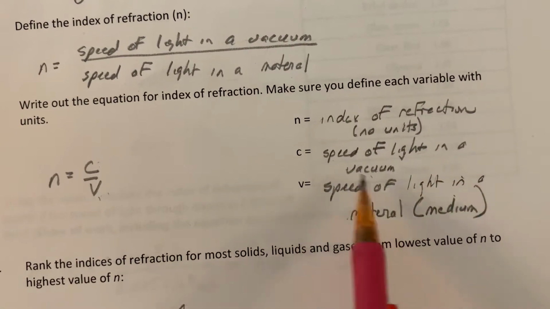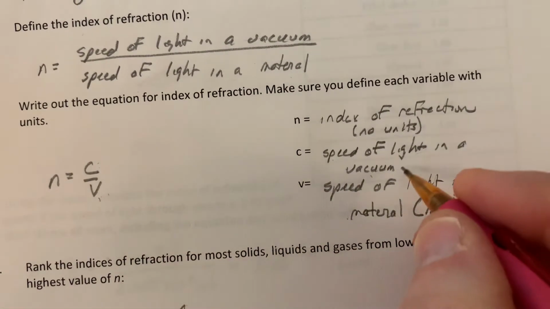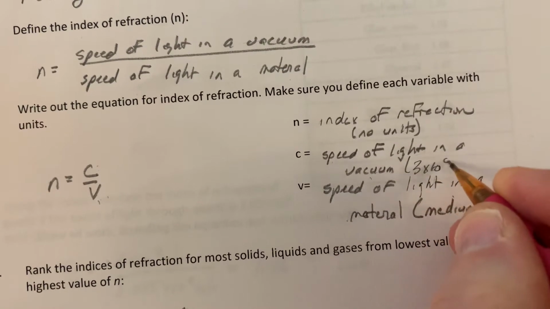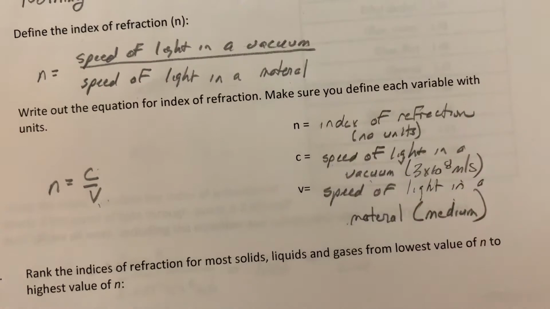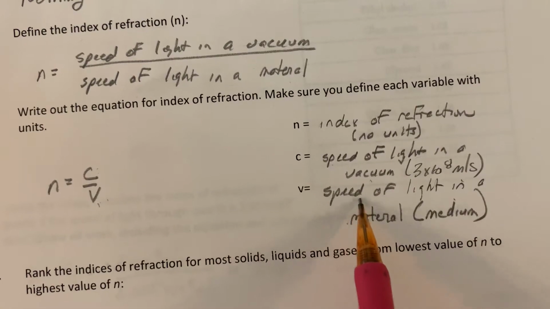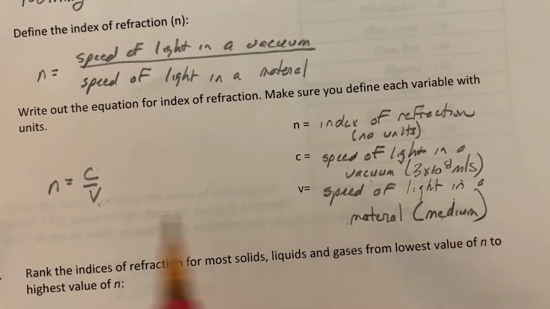Speed of light in a vacuum is C. That, of course, is 3 times 10 to the 8th meters per second. That's a constant. It's not going to change. V is the speed of light in a material, in the medium.